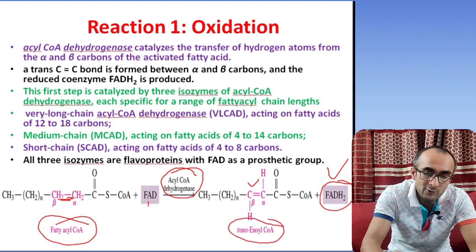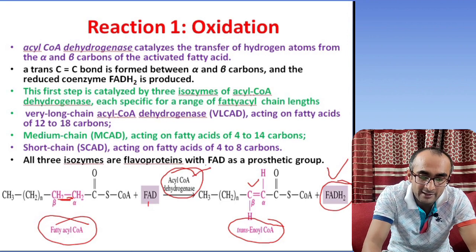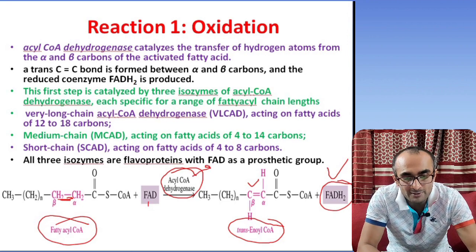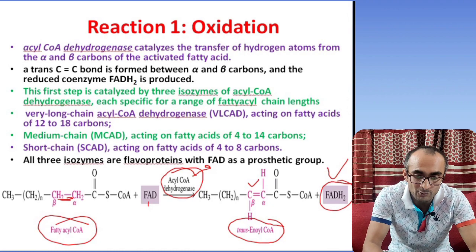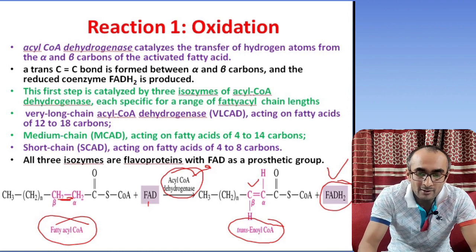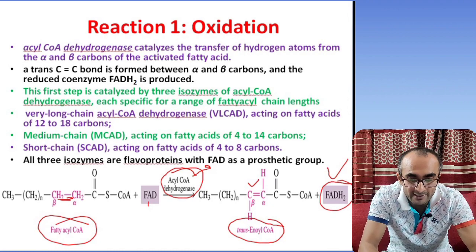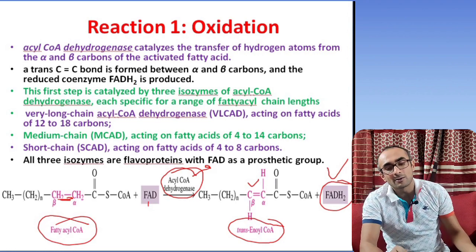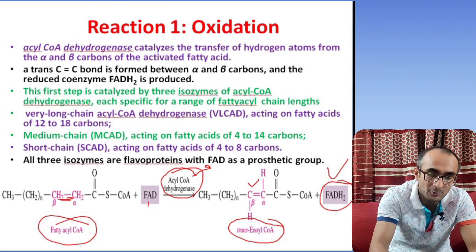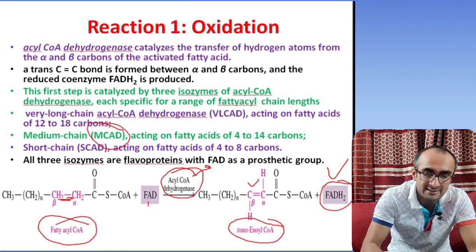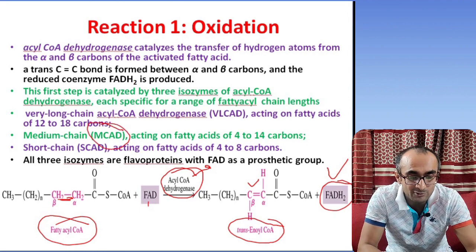In fact, the acyl coenzyme A dehydrogenase enzyme has 3 isoforms. One isoform works on short chain fatty acids, dehydrogenating around 4 to 8 carbon long fatty acids. The second isoform oxidizes medium chain fatty acids, containing 4 to 14 carbons, and you call that MCAD, medium chain acyl coenzyme A dehydrogenase.